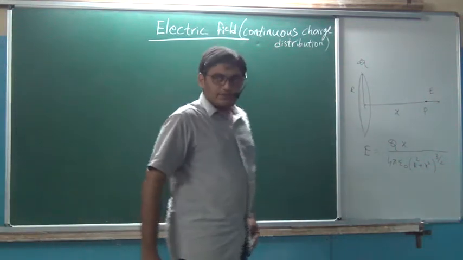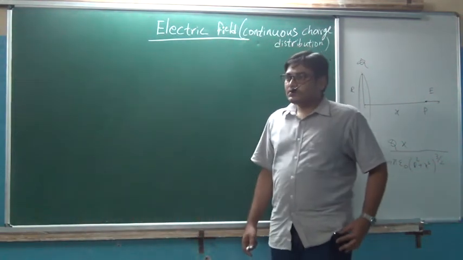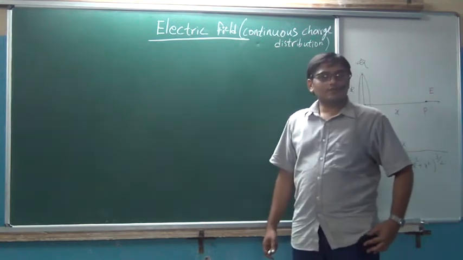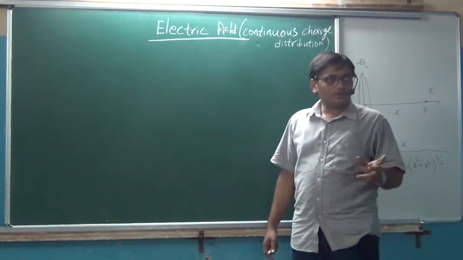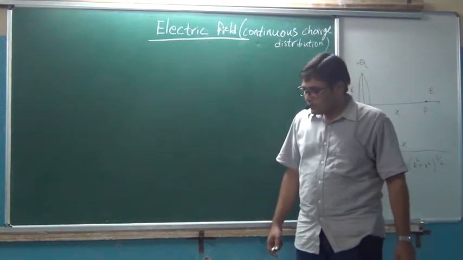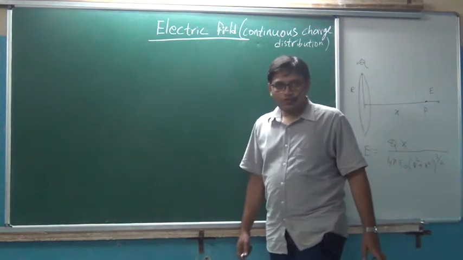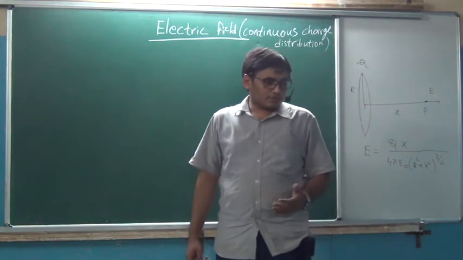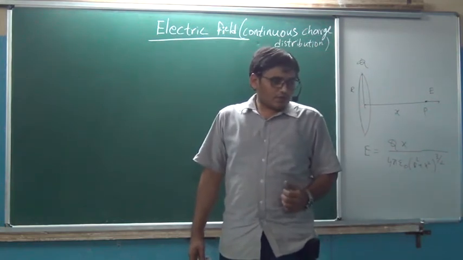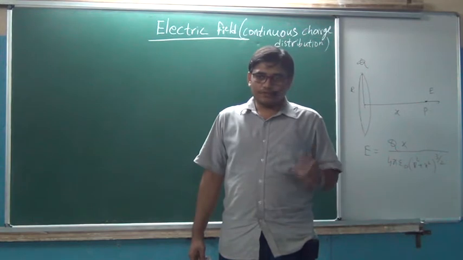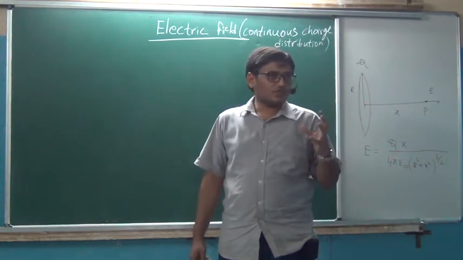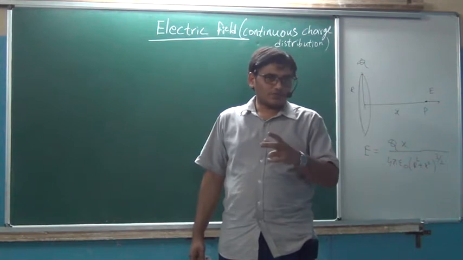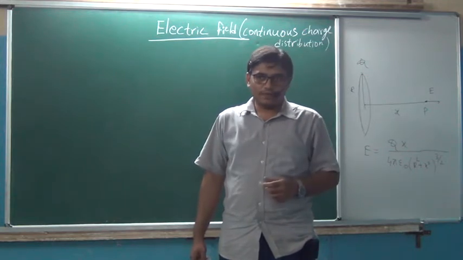Right, in our previous session, we started discussing continuous charge distribution and its electric field due to continuous charge distribution. Today also we shall continue with the same issues. What we discussed in the previous session is ring charge distribution, and how the electric field will be on its axis due to a ring charge distribution.